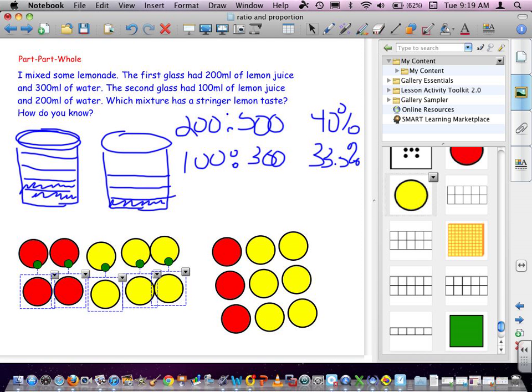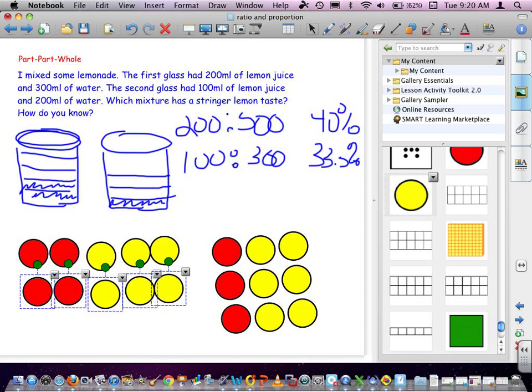And really, depending on how we write these ratios, if we had written them the other way around, like every part water, right? We could have written this as water to lemon or water to the whole. Which one has more water, right? So it doesn't matter as long as you keep focused and keep your ratios consistent, right? If I wrote one as water to lemon and one as lemon to water, then I'm going to be all confused.